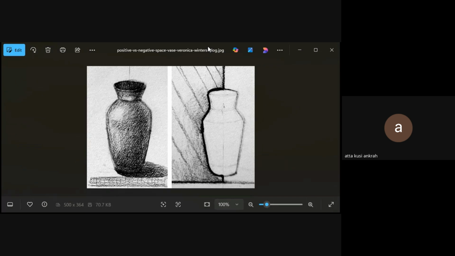Fine. So now let's see something. As I was saying, most of the work that we see, we have been seeing since childhood. We always see the artist working on the positive image or the positive area.